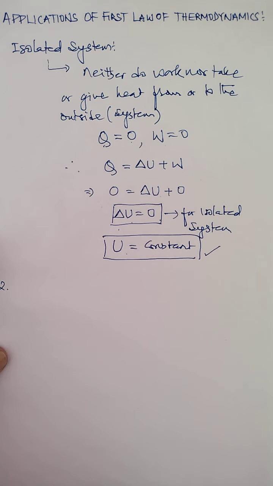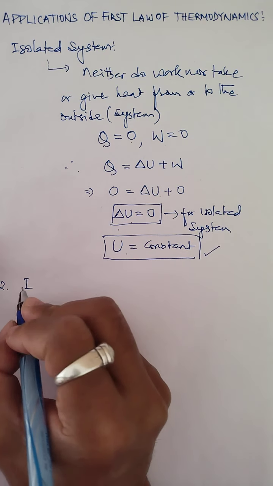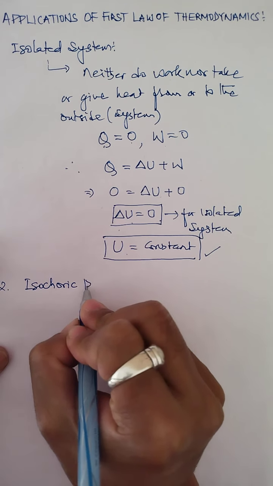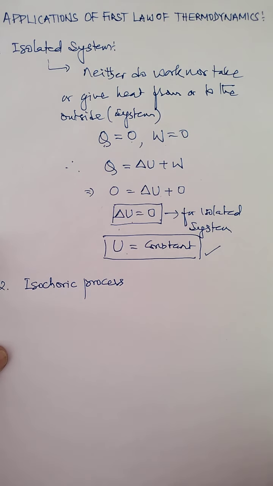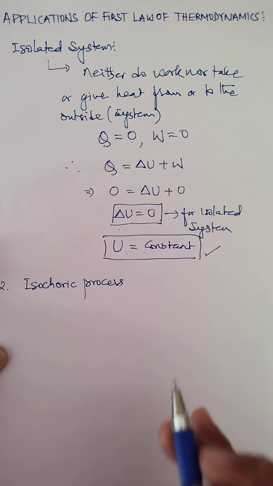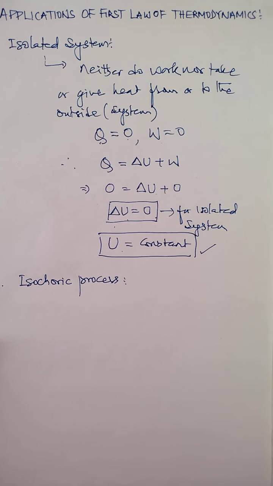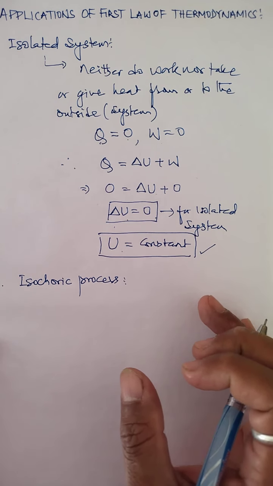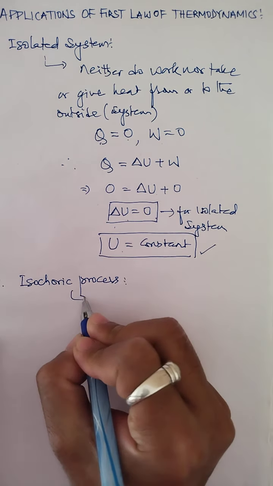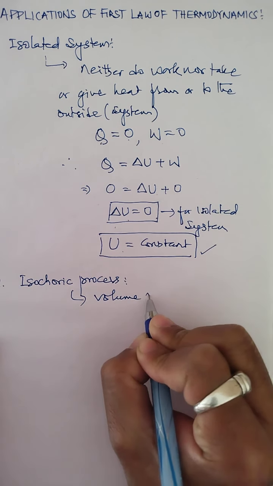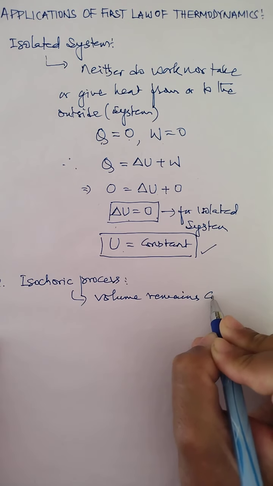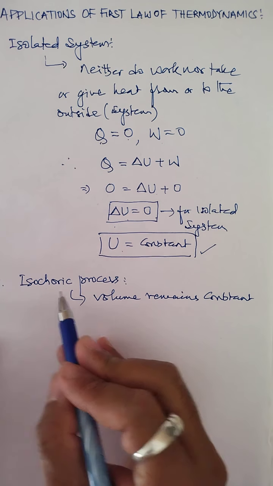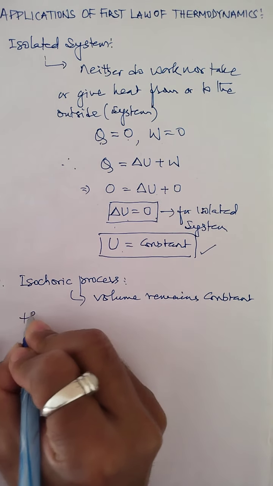Now we have application number 2, and this application is under the process called the isochoric process. The next process in which the first law of thermodynamics can be applied is called the isochoric process. Children, this is a process in which there is no change in volume. That means this process takes place at constant volume. The process in which the volume remains constant is called an isochoric process.